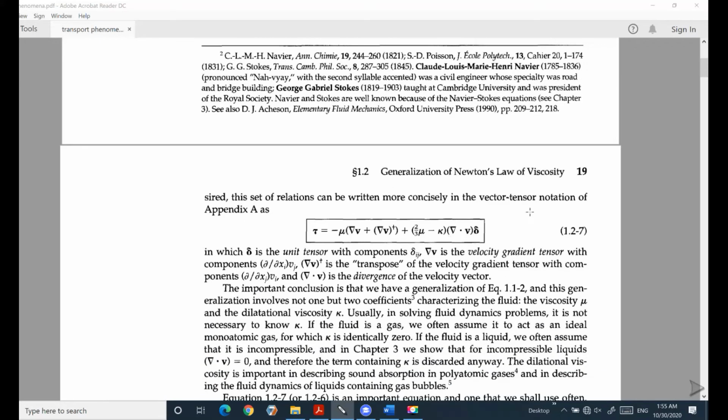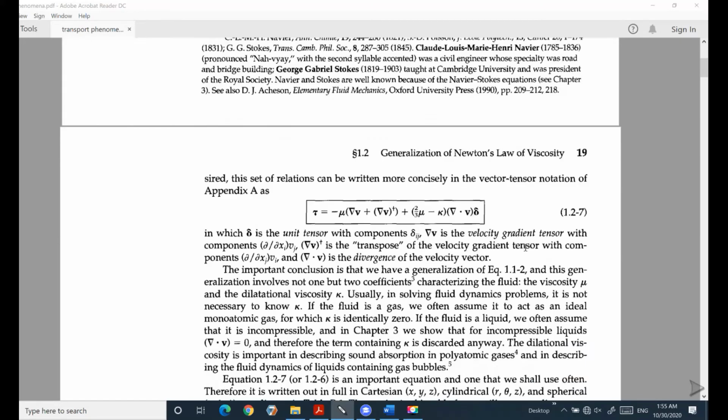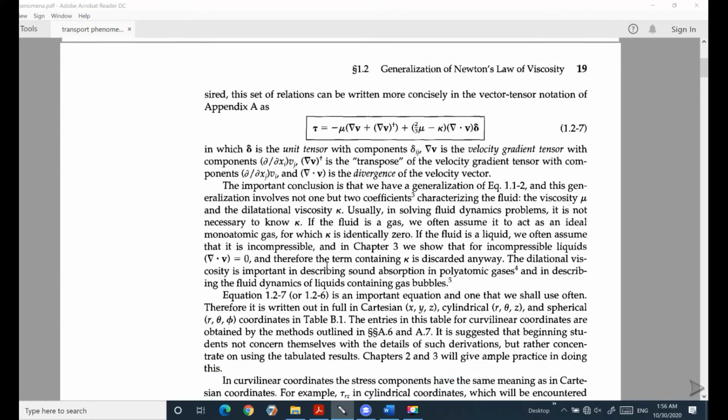From here we can go to the vector tensor notation. So we can write the stress force acting on the body by this formula. In here, that is the unit tensor. Here has some components, and this is the velocity gradient tensor. That one, and this is the transpose of the velocity gradient tensor. Okay, and this is the divergence of the velocity vector.